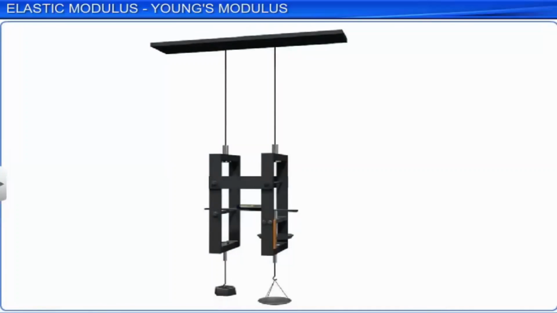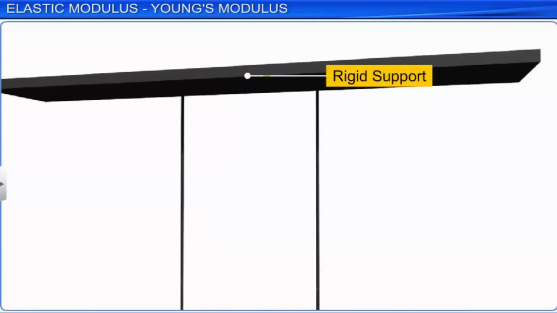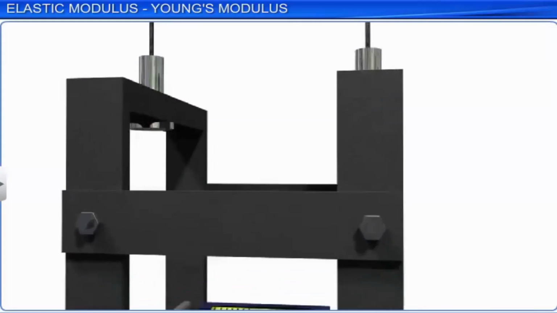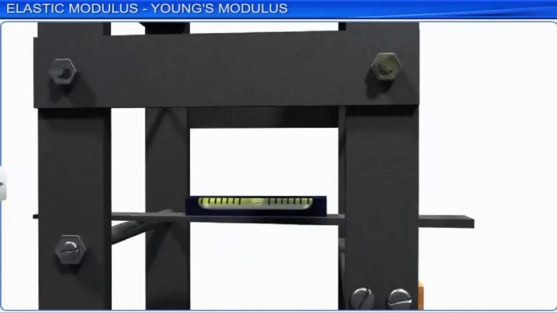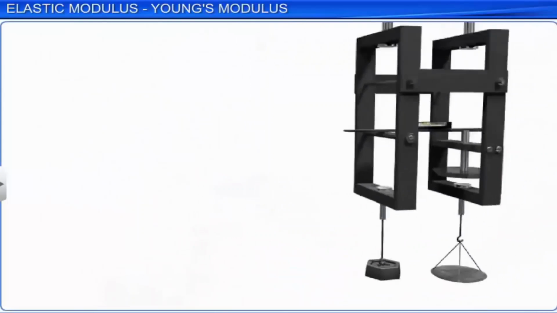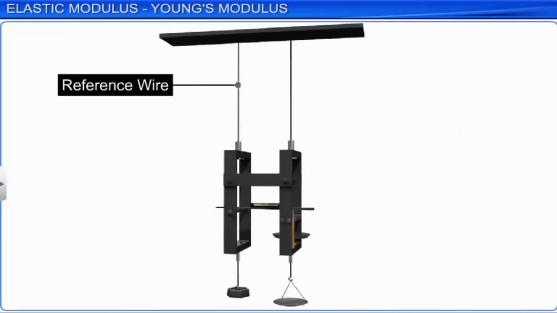From the lower end of one of the frames hangs a fixed load, which keeps the wire taut. This wire is called the reference wire. From the lower end of the other frame hangs a pan that can be used to apply different loads to the wire. This wire is called the experimental wire. The original length of the experimental wire is measured using a meter rule. The radius of the experimental wire is measured at different places using a screw gauge.